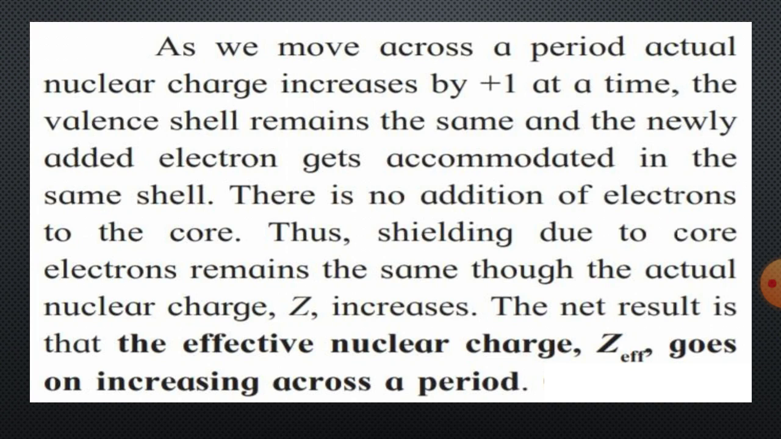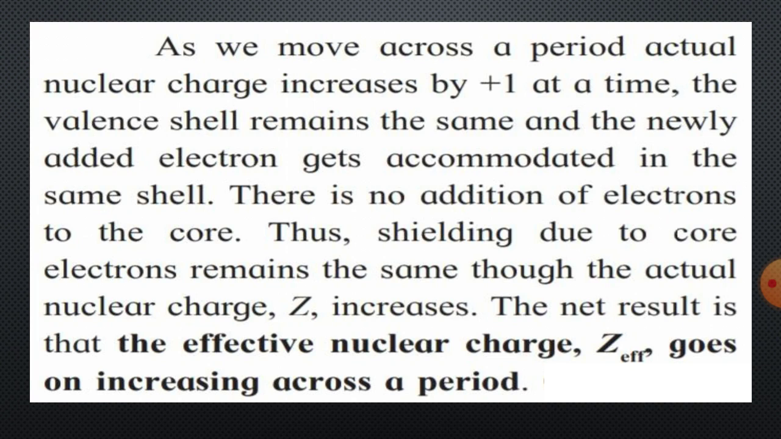So there is no addition of electron to the core. Thus, shielding due to core electrons remains the same. Fine, shielding due to the core electrons will remain the same while the actual nuclear charge increases. Here the shielding will be the same, whereas as the atomic number is increasing, its nuclear charge is increasing, so nuclear charge across the period will be increasing. Thus the net result is that the effective nuclear charge goes on increasing across a period.